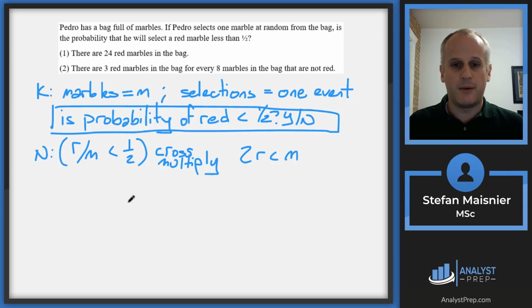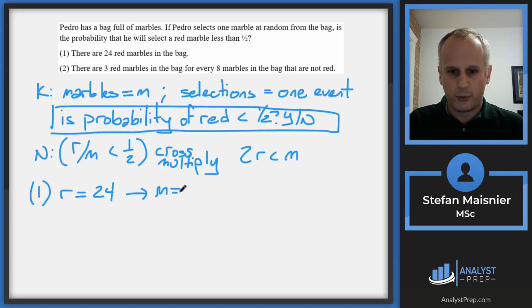So now that we've got what we need, we go to our conditions. Condition 1 just tells us there are 24 red marbles in the bag. So R is equal to 24. Well, that gets me 1/2 of my inequality that we needed, but I know nothing about M. M could equal 48, in which case, is the probability that he will select a red marble less than 1/2? The answer would be no.